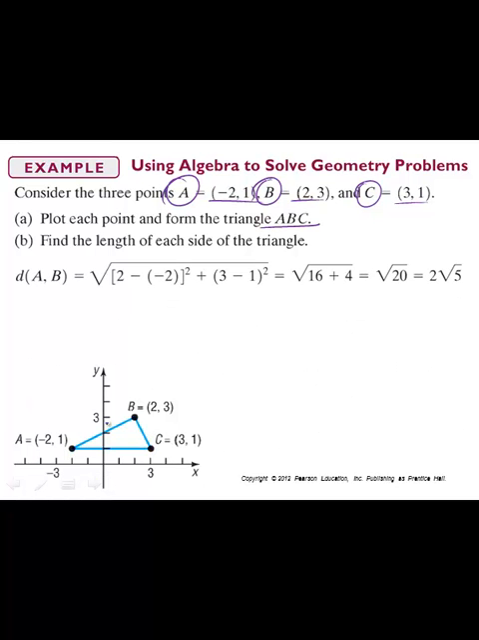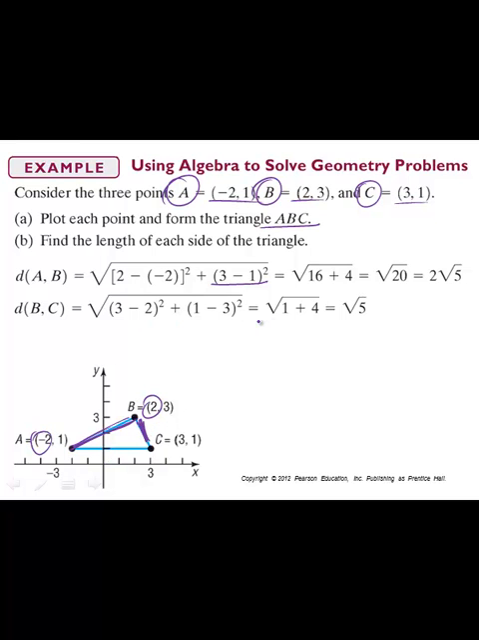So first of all, the distance between A and B, that's going to calculate the distance on this leg of the triangle. So we have the square root of 2 minus negative 2 squared. That 2 minus negative 2, that's the difference between the x-coordinates, right? 2 minus negative 2 squared, that's 4 squared, which is 16. And then the difference between the y-coordinates, 3 minus 1 squared, that's 2 squared, which is 4. So we have the square root of 16 plus 4, which is the square root of 20, which is 2 root 5.